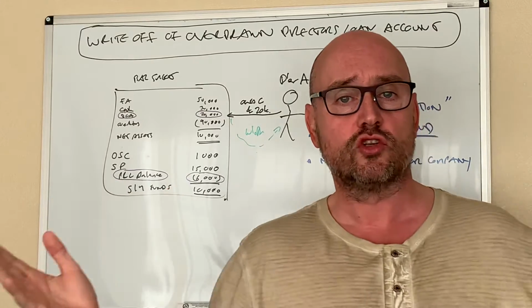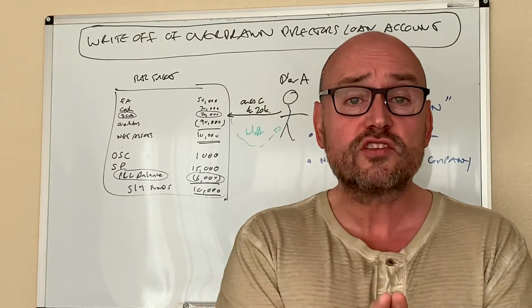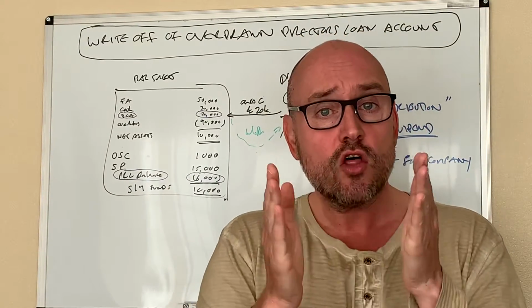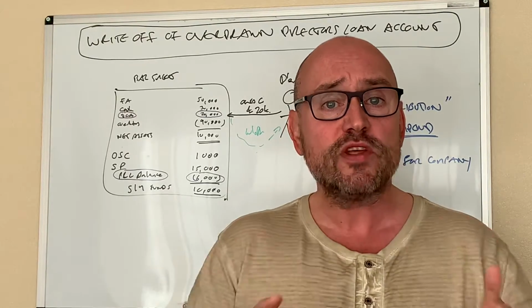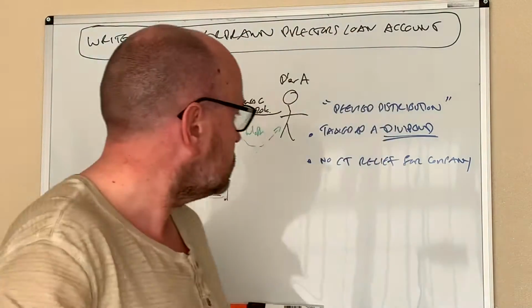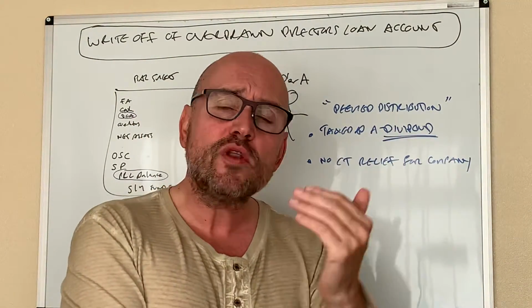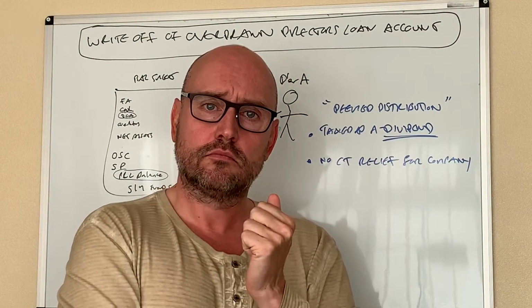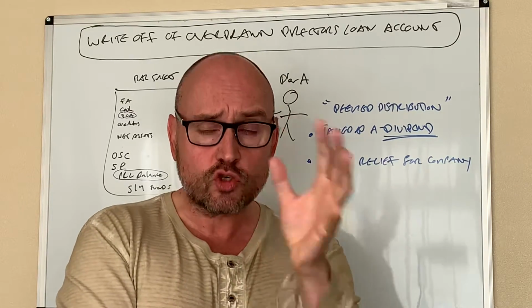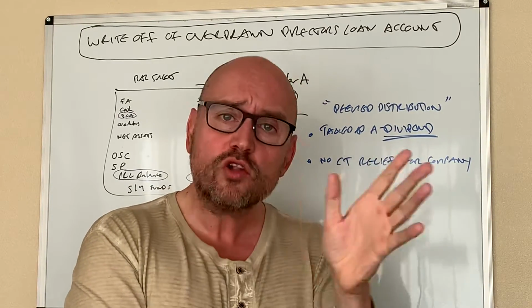So what to do? Well, one of the things to do is to write off the loan account. The company just writes it off. So the company says to the individual, you don't need to repay back the loan account, the 20 grand that you owe the company, we'll just write it off.